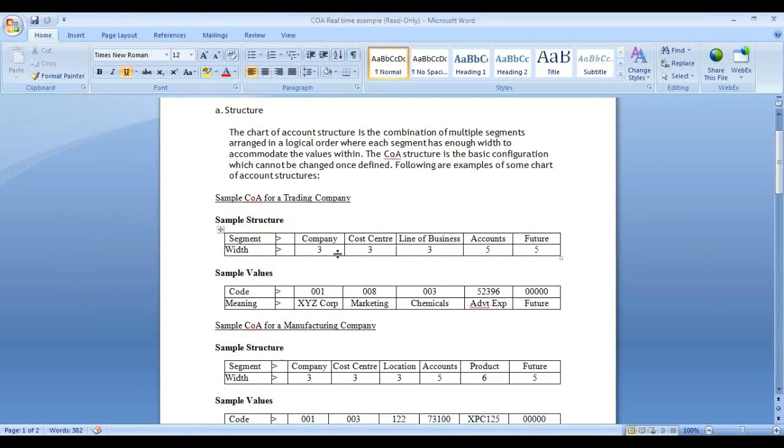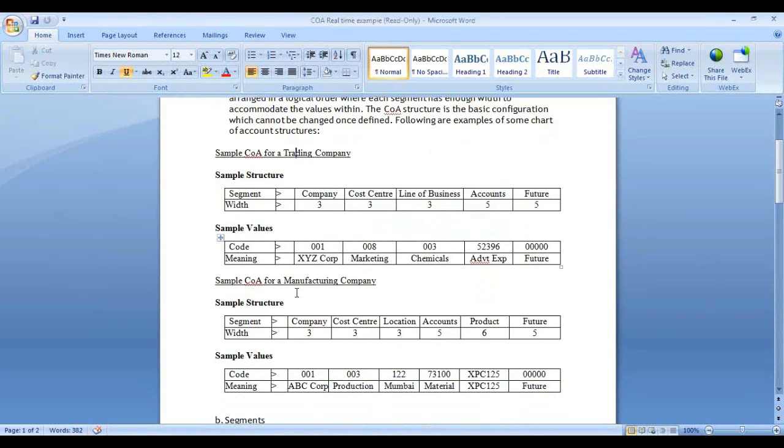This is for a trading company. Now this one is for chart of account for a manufacturing company. In a manufacturing company, they also want to know how much each location has done business and how much each product has earned revenue. So the values which you can see here are nothing but the values stored in these.